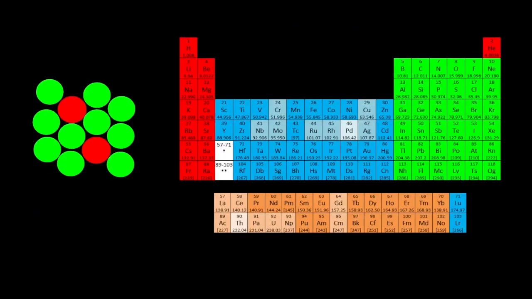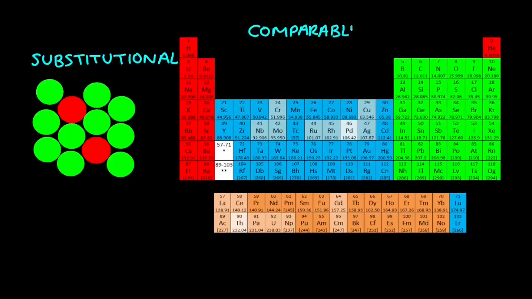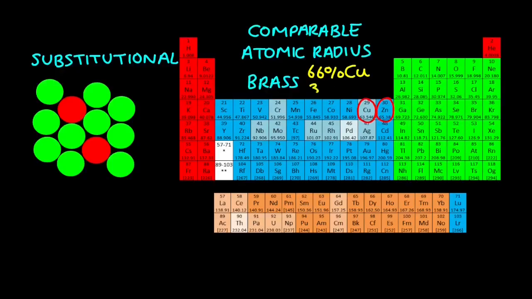Another type of alloy is a substitutional alloy, which is formed by combining elements with a comparable atomic radius. And a typical example is brass, which is formed by alloying copper and zinc. So brass consists of around 66% copper and 34% zinc. So in this case, zinc atoms substitute for some of the copper atoms in the copper lattice.